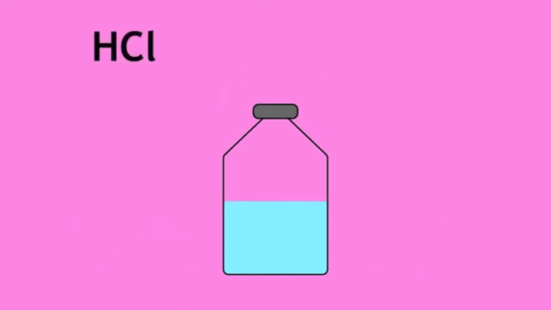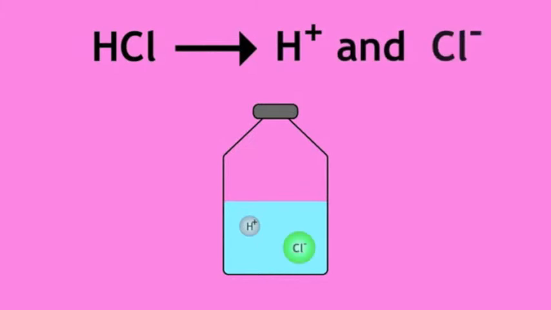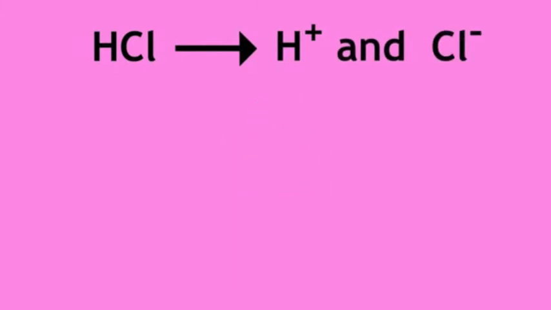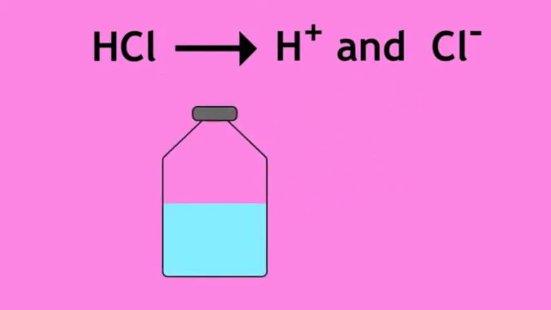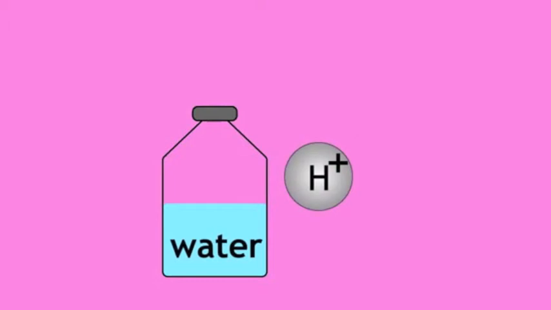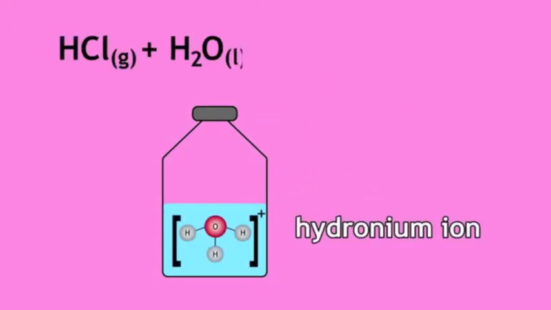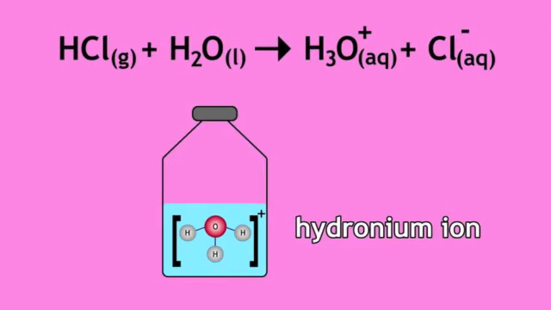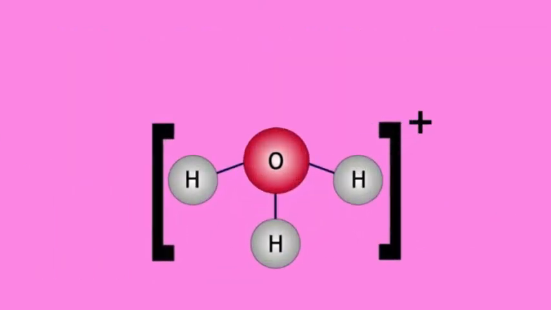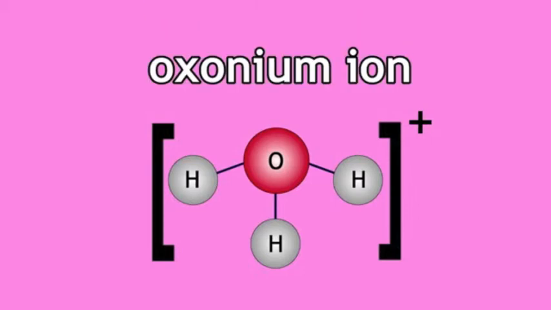Hydrogen chloride will dissociate to give a proton and a chloride ion. The proton is not just released, but it is transferred to another substance. For our example, water accepts the proton to form a hydronium ion. A hydronium ion is also known as an oxonium ion.